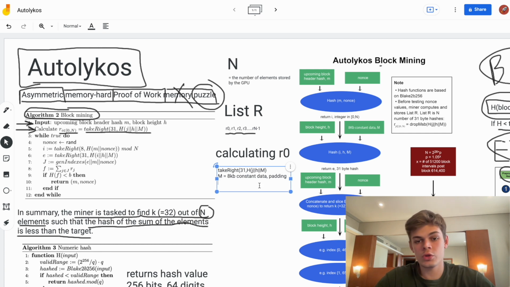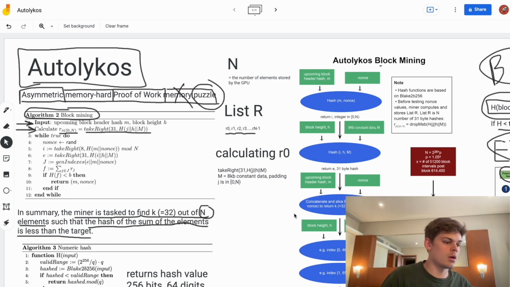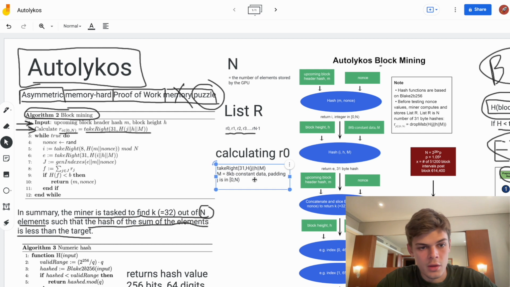So you're involving M, which is always constant. So don't get confused with uppercase M. It's just always constant, 8 kilobytes of data. h is block height, as we defined here, so we don't need to define that. We have j then. So what is j? Well, j is in the range of 0 to n. So j could be, if n is equal to 1,000,000, 69, j could be 363,500. It's just in that range of 0 to n, and we'll see why in a second.